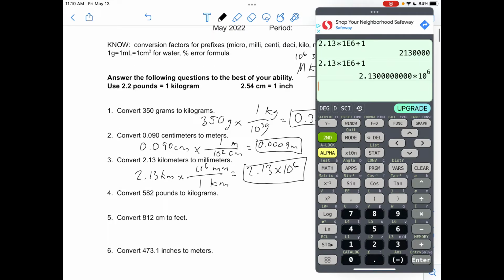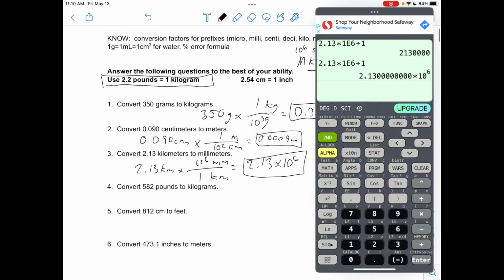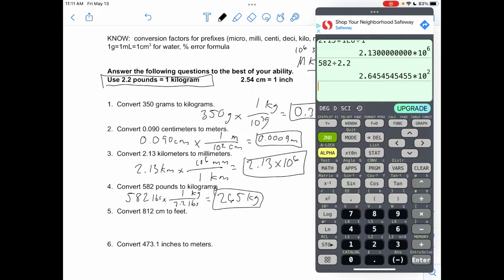Okay, moving on. Pounds to kilograms. Notice on the tests, you don't have to memorize that conversion. I would be giving it to you if we did have it on the final exam. So 582 pounds. Pounds is on the bottom, and I have to convert it into kilograms. So it's 1 kilogram per 2.2 pounds. And so 582 divided by 2.2. Okay, I get 264.5, I'm going to round that, 265 kilograms.